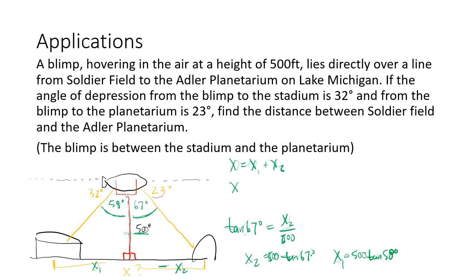So x, the distance between these two things, is just going to be 500 times the sum of the tangent of 67 degrees plus the tangent of 58 degrees. All I'm doing there is factoring 500 out of the math, so I don't have to write the number 500 more than once. So what is 500 times the tangent of 67 degrees plus the tangent of 58 degrees? That is 1,978.1 feet. So those two things are 1,978.1 feet away from each other.